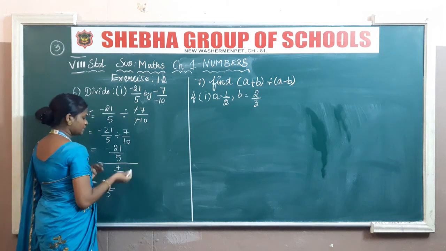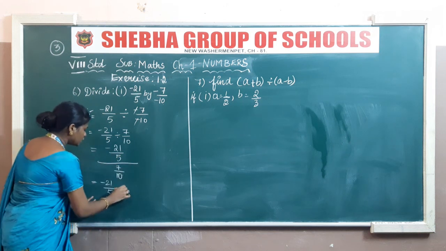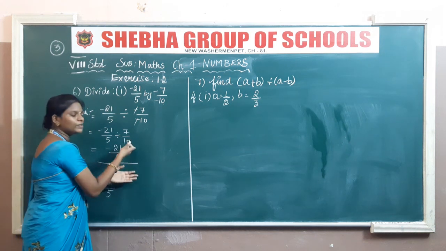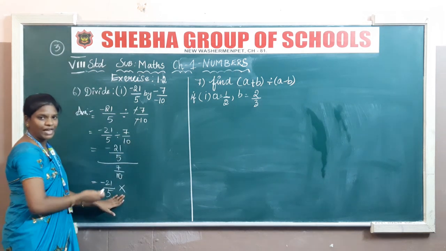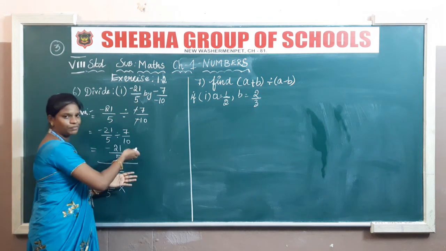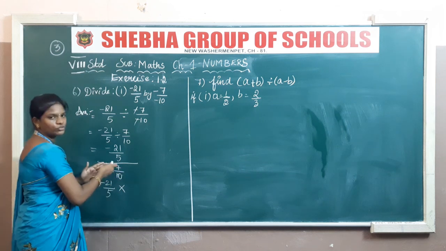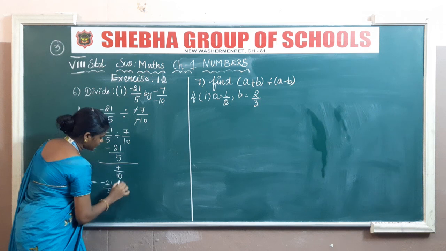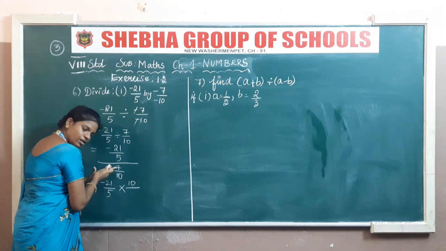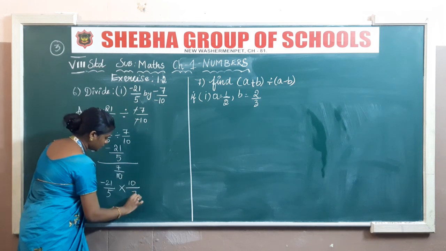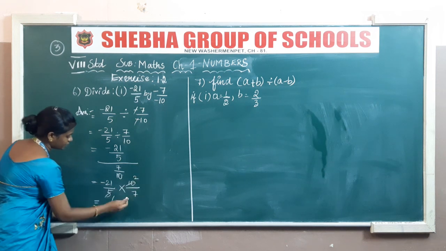So whole divided by 7 by 10, we have to take the reciprocal of the number. When we take the reciprocal, division changes to multiplication, and the numerator and denominator should be interchanged. The 10 in the denominator goes to the numerator, and the 7 in the numerator goes to the denominator. Then we have to cancel it.